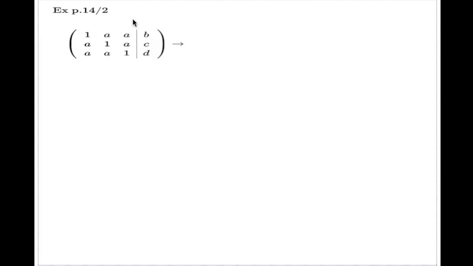The question says it is given to us that the system associated with this matrix has infinitely many solutions. That's what's said in the question. Given this information, we have to figure out what kind of relations on A, B, C, and D we should have in order to produce this information, that we have infinitely many solutions.